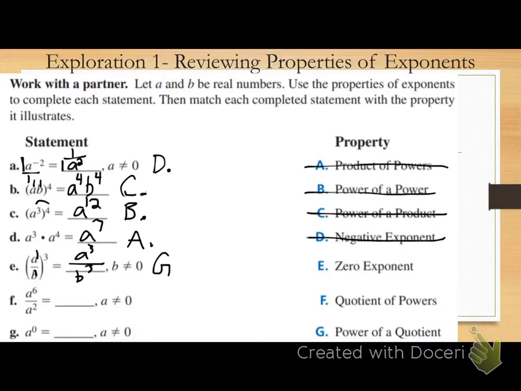Wait, we said that. Why did you say no? You said F first. Oh, then we corrected it. You guys were just guessing all the ones that were left. Well, that's how it works.